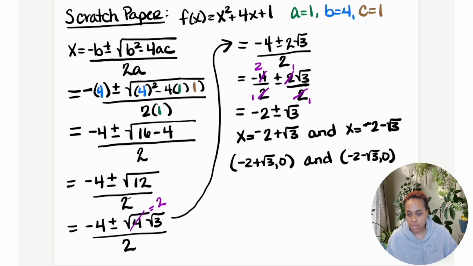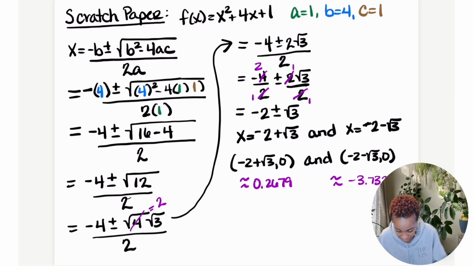And you're like, well, what do those equal? Put them in your calculator, because you have to plus the square root of 3. Looks like this is approximately 0.2679. And negative 2 minus the square root of 3 is approximately negative 3.732. We're guesstimating, y'all.